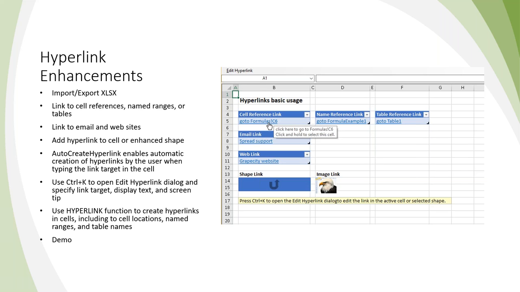Users can type links directly into cells, and Spread will automatically create the hyperlink in the cell when Auto Create Hyperlink is enabled. And the user can press Control K to open the Edit Hyperlink dialog to specify the link target, display text, and screen tip. New API allows the developer to easily get and set hyperlinks in cells and shapes. The hyperlink function is also enhanced to support creating hyperlinks to cell locations, named ranges, and table names. Now I'll show a short demo of this feature.